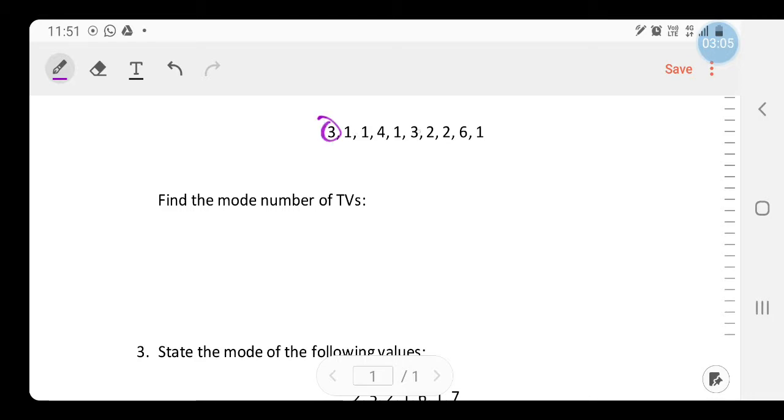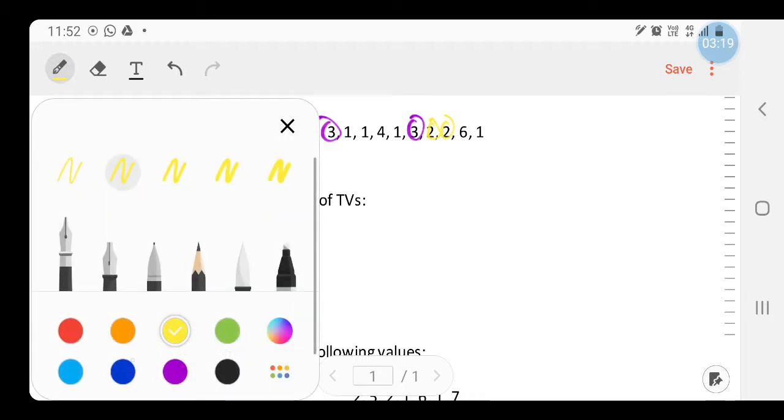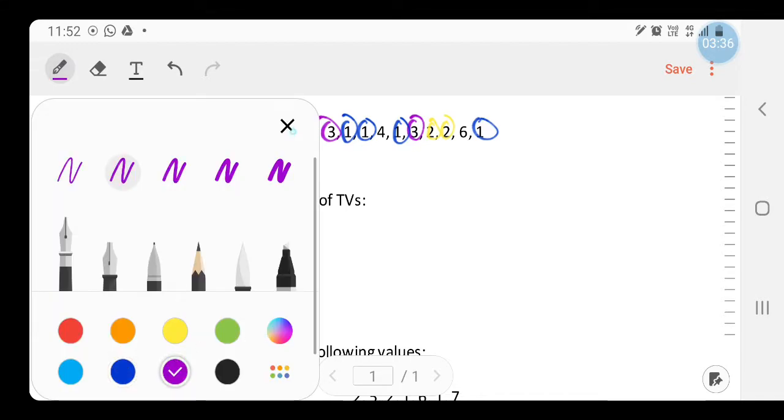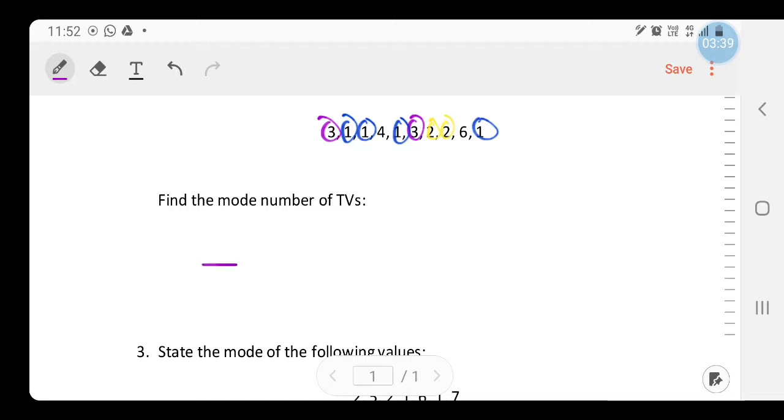Well, I see 2 3s, okay. But I also see 2 2s. There's only 1 6 and 1 4. But look at this. 1, 1, 1, 1. We have 4 1s. So the mode number of TVs is obviously 1 TV. More people have 1 TV than any other number of TVs. So here we go. To answer the question, the mode equals 1 TV.